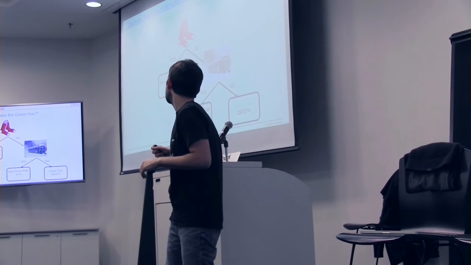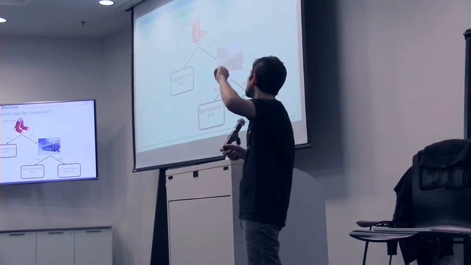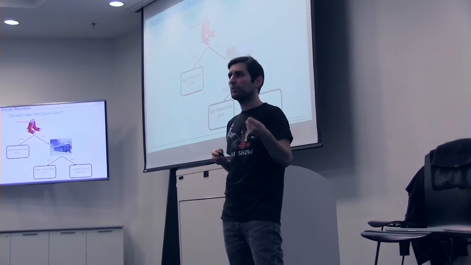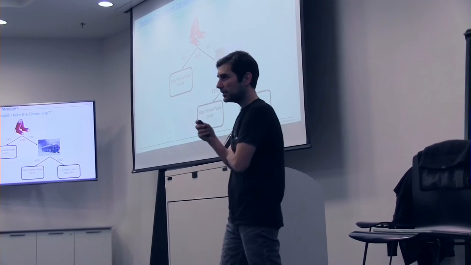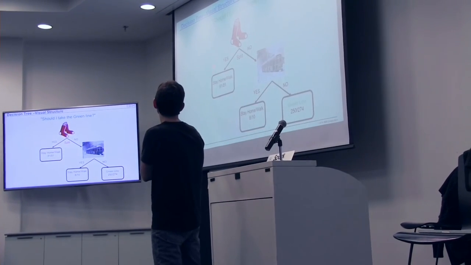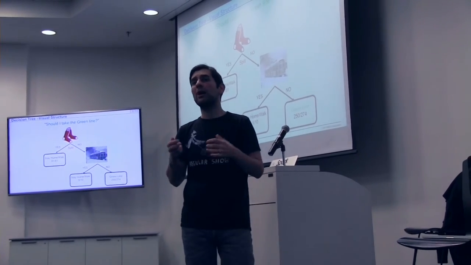So some of the terminology in decision trees, we have a root node. That's sort of your top node, and that ends up being your most important question. And we'll look at that in a little bit more detail as well. We have a split, and in this case, we have a yes-no split. Are the Red Sox playing? Yes, no.